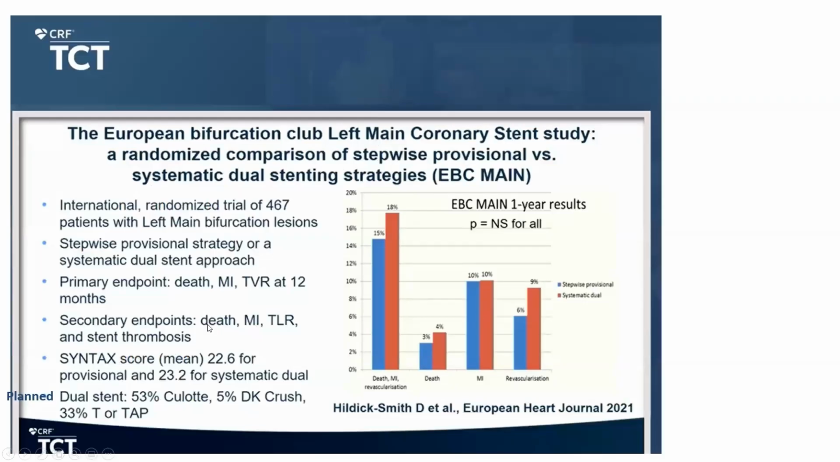In the EBC MAIN trial, which compared the planned dual stent to provisional, and which showed they are equivalent in a true left main bifurcation, the planned stent strategy was mostly Culotte, but they had a third with T or TAP.